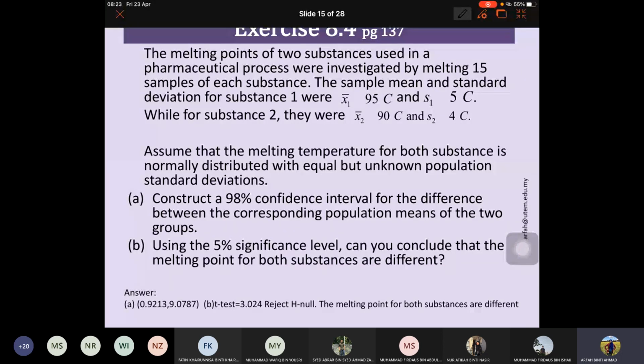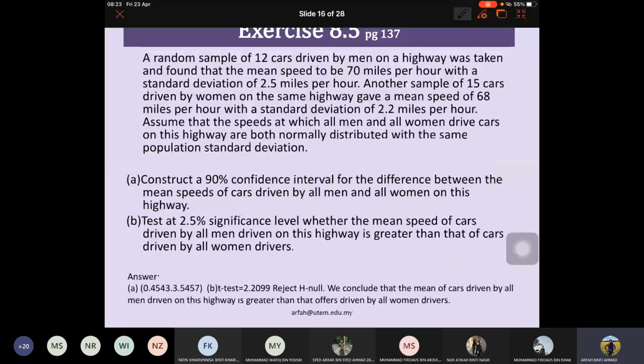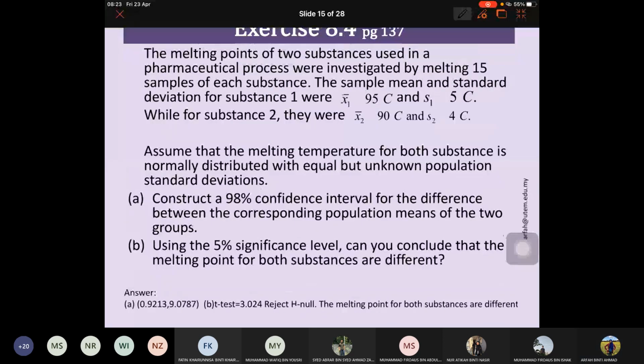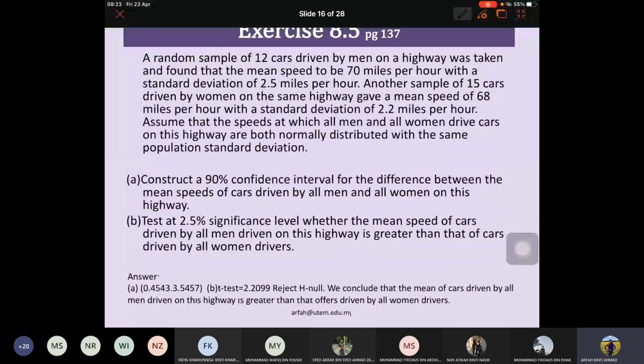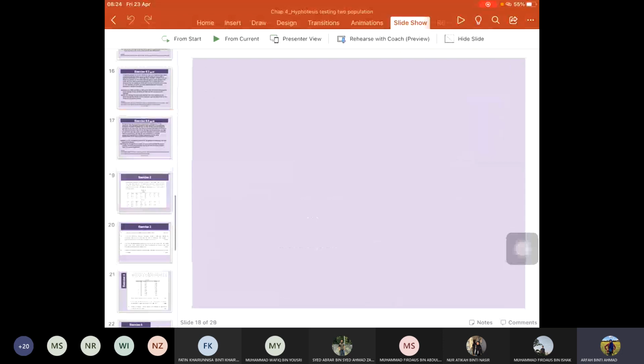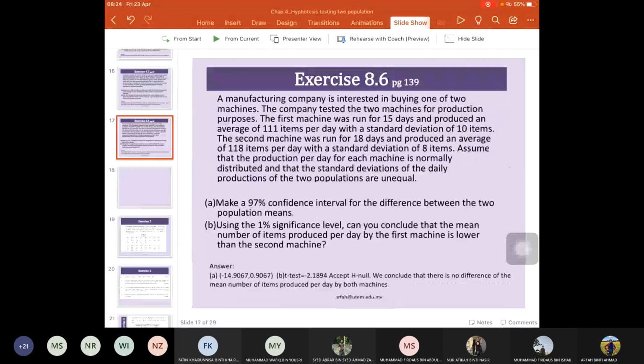Exercise 8.5 pun 8.5 ni kita dapat ke belum? Oi, aku tanya soalan ni. 8.5 dapat ke belum? Belum. Okay, kita buat this exercise. Cuba baca and then discard, and then try this exercise 8.5. Okay.